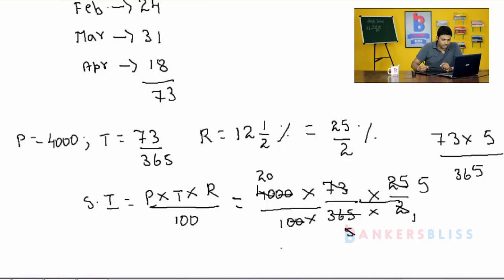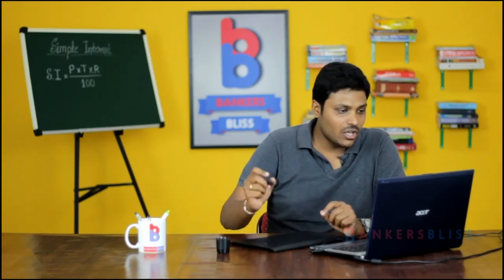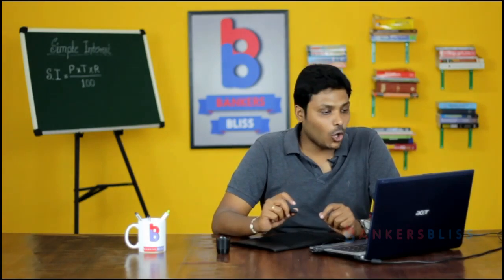So the simple interest will be 20 into 5, which is equal to 100. In your question they have asked to calculate the simple interest, so the answer we got is 100. Option D is the right answer.